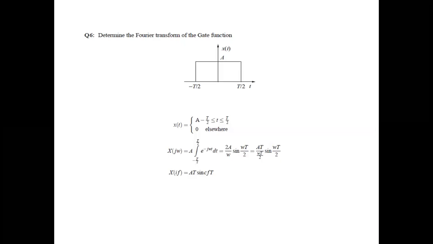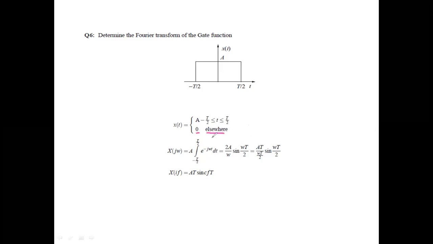Okay. As in the last class, we already saw how to determine the Fourier transform of the gate function. Determine the Fourier transform of the gate function from minus T by 2 to T by 2 with an amplitude of A. x of t is equal to A in that range, and for the remaining values, from minus infinity to minus T by 2 and T by 2 to infinity, all the values are 0.